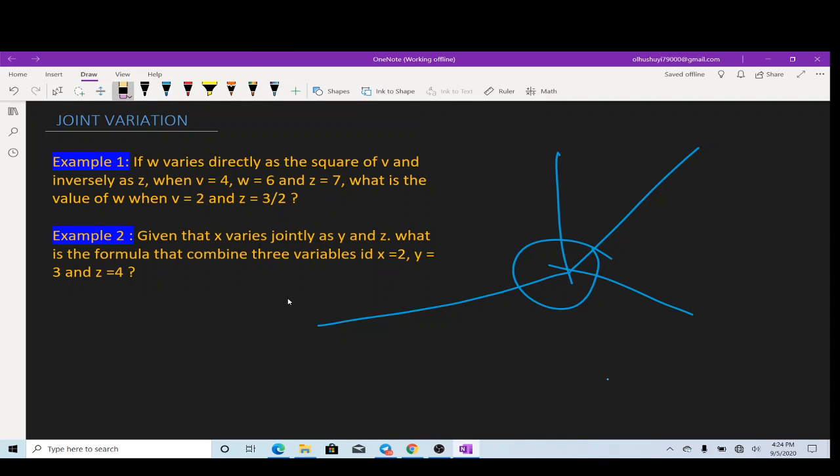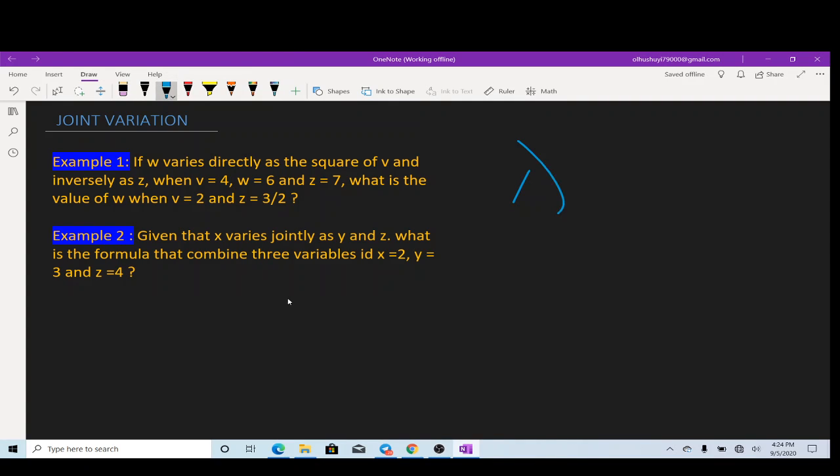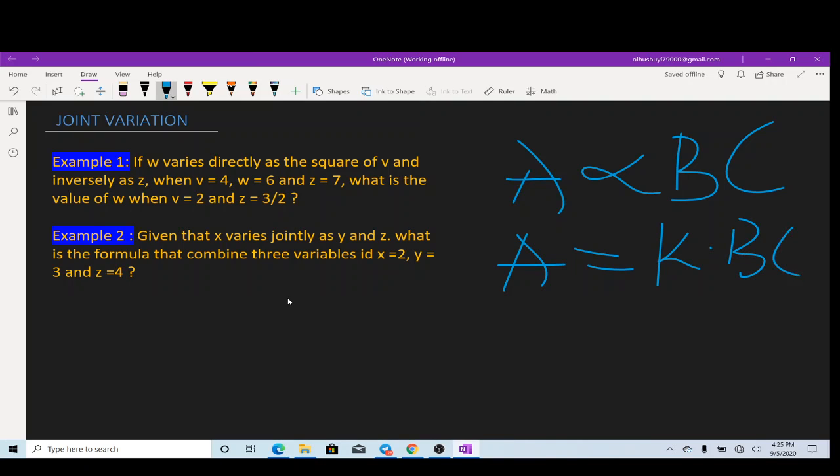So if we talk about joint variation, I'm talking about the relationship between two or more quantities, which can be direct variation, indirect variation, or those two in multiples, in the sense that I can have A varying directly as B and also directly as C. That means my A can be equal to KBC. Do you get that?